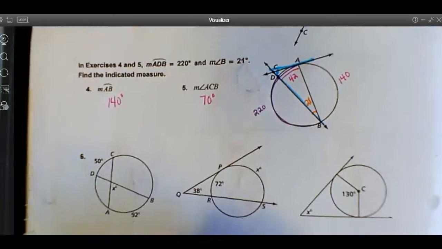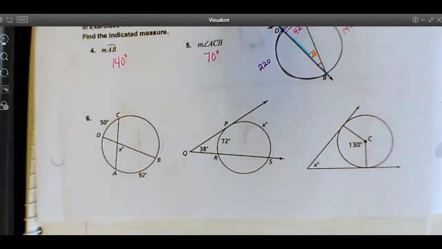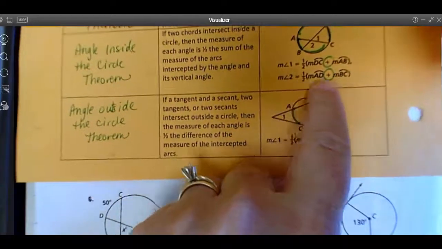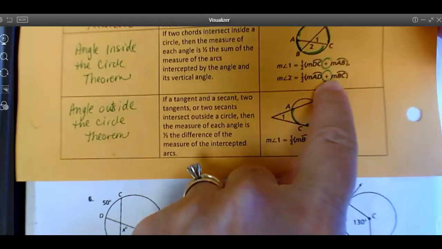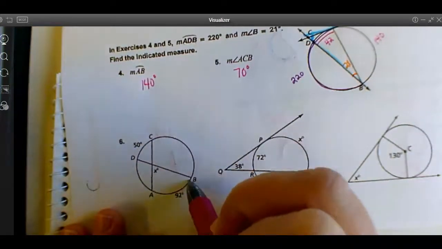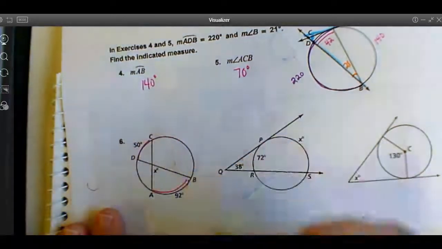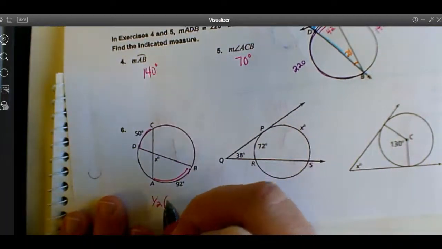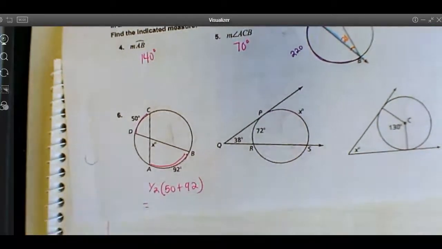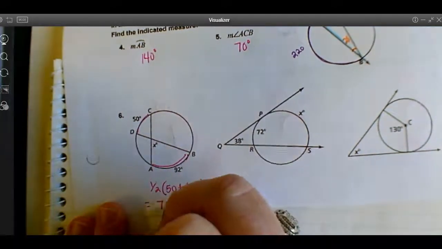Alright. The very last 3 problems are those last 2 formulas that I gave you on your notes. Okay? So the number 6 is the one that says you take half and you add the 2 arcs together. So the 2 arcs across from X are these 2 right here. So I'm going to take half and add those 2 together, and that gives me the answer. It's just a formula to know. And you get 71.